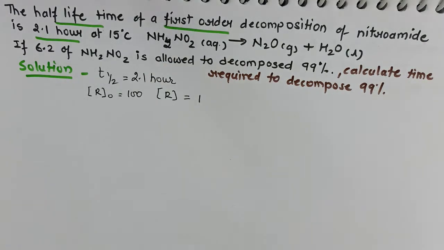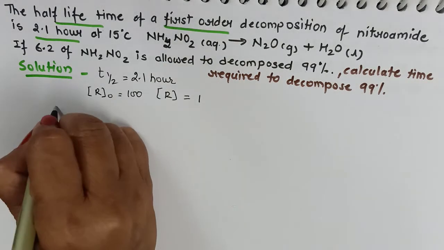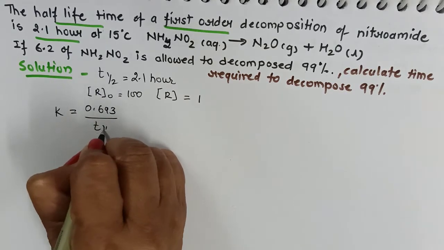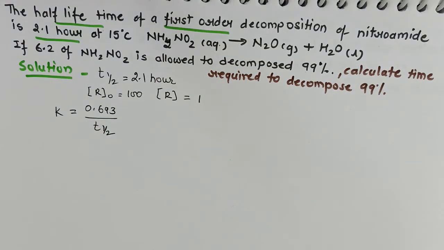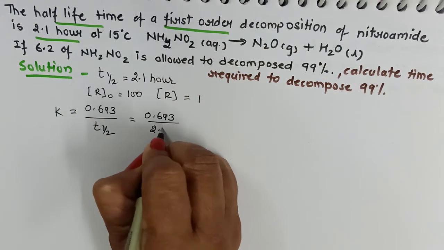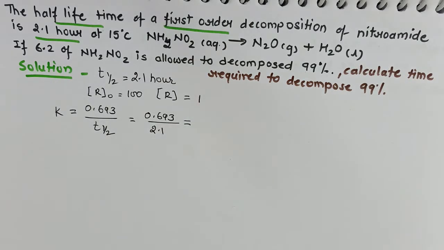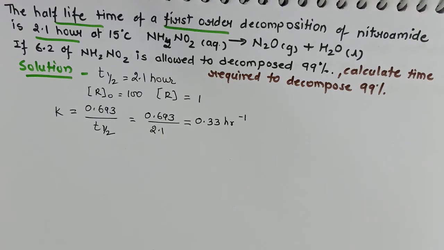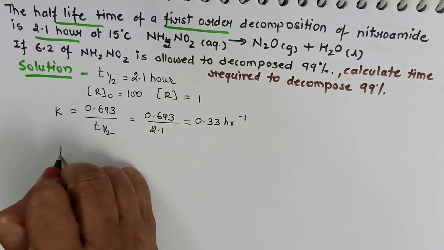Being a first order reaction, we'll use the equation K equals 0.693 upon T half. Remember, in all these equations, first of all, you are supposed to calculate the rate constant. Then only you can use the integrated rate equation. So this is 0.693 upon 2.1. This will get 0.33 per hour. Now once the rate constant is there with us, we can easily go for the next one.